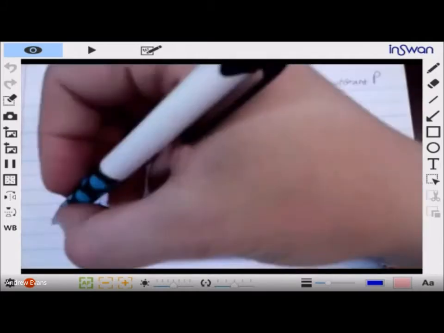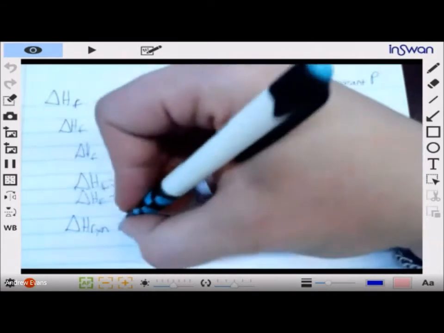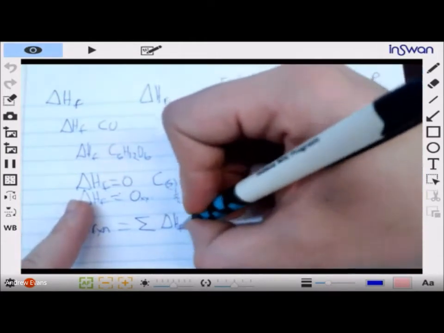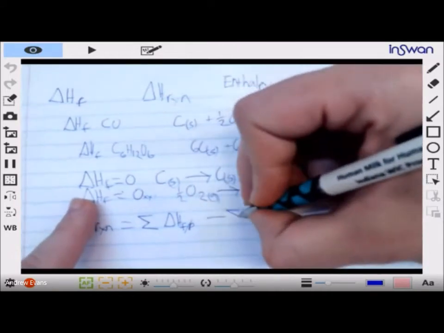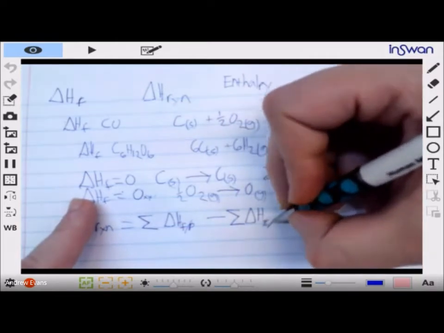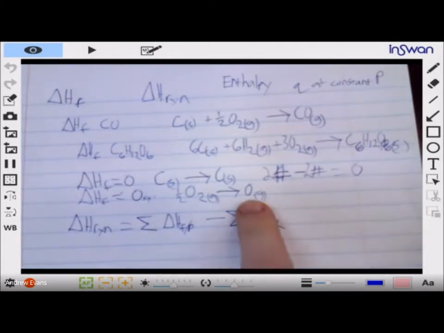To calculate our delta H for a reaction is literally the sum of the delta H of the products minus the sum of the delta H of the reactants. So products minus reactants. Final state minus initial state, because it's a change.